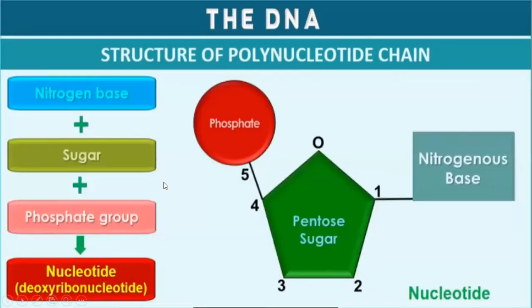Then, what is a nucleotide? As we have discussed, the nitrogenous base, a pentose sugar and a phosphate group together constitute a nucleotide or deoxyribonucleotide. Now we are going to discuss some points that come as differences between RNA and DNA.